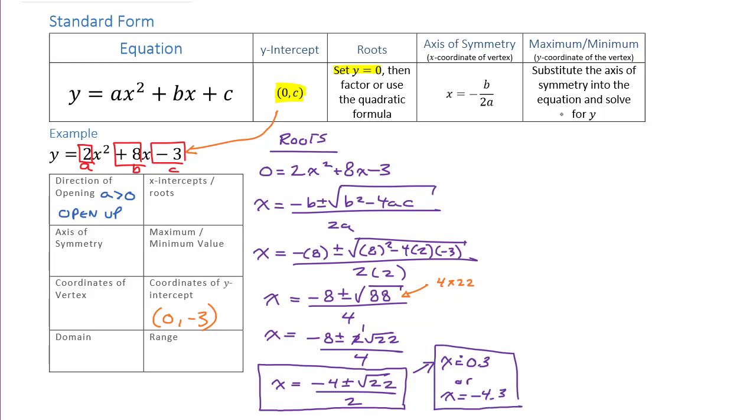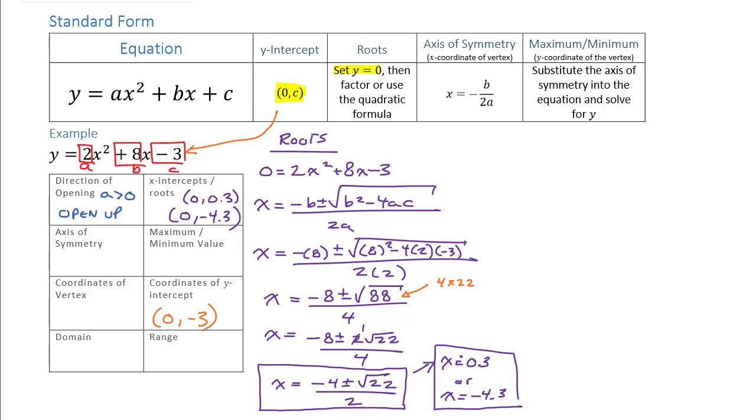All right, so we've got our roots. Let me just write that over here. I'll write them as coordinates with the decimals for now, because I don't have too much room to fit it in. So one of them would be at approximately 0.3, and the other one would be approximately negative 4.3. There's where my 2 roots would be.